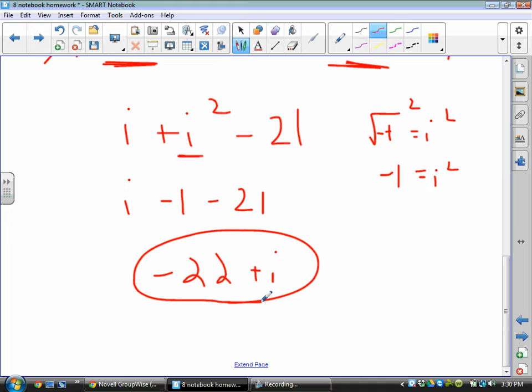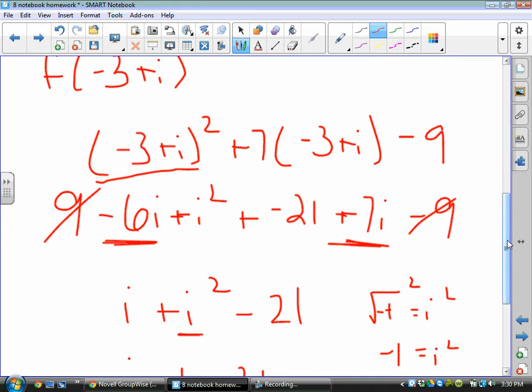Okay? So be careful, first of all, when you're multiplying this stuff squared, that you do that properly. And then you're changing the i squareds into a -1. Simplify that as much as possible. Okay?